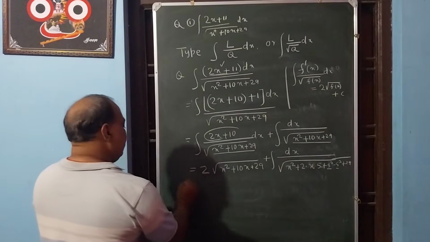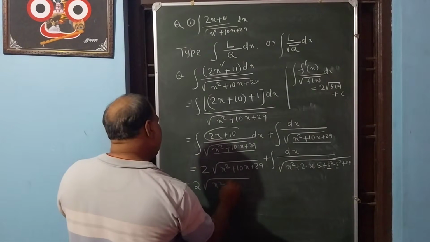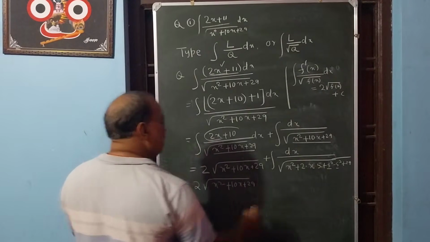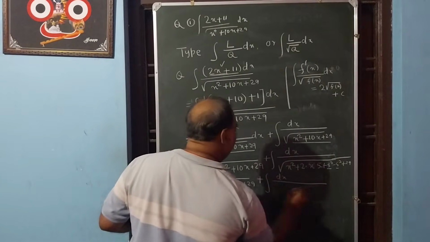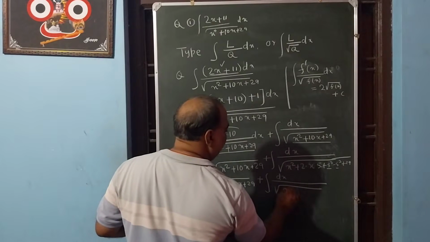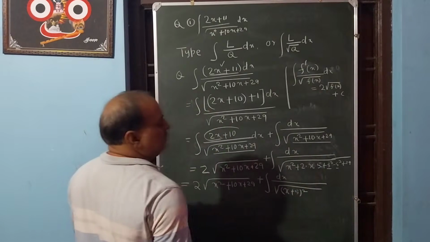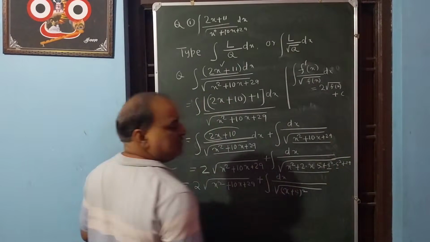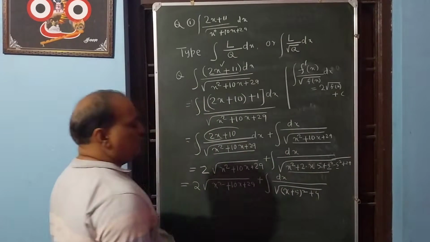So now we get the integral of dx upon root over x plus 5 whole square, plus 29 minus 25, the result will be 4.